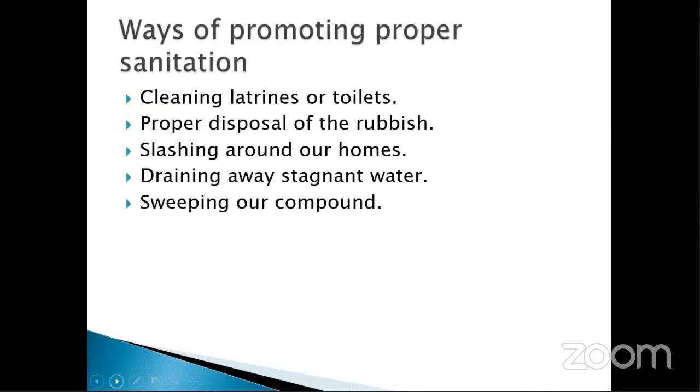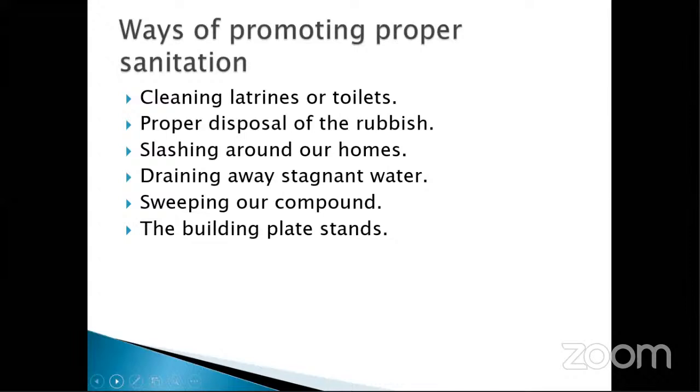It's good that you said that one already, and it is self-explanatory. So would you like to read for us that one? Yes, Sherry. Sweeping our compound. Sweeping our compound, as simple as that. So we need to continue sweeping our compounds as one of the ways of promoting proper sanitation, as simple as that. Then the other one is building plate stands.